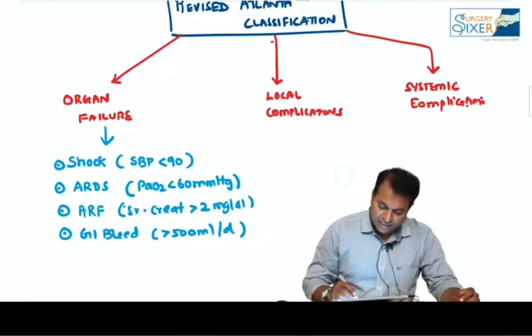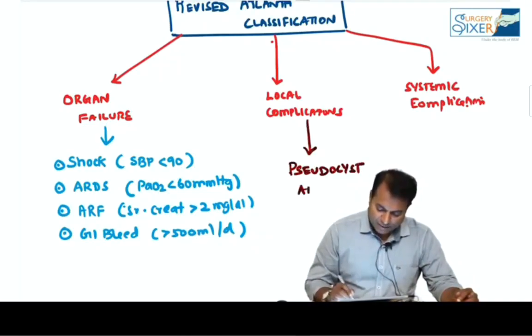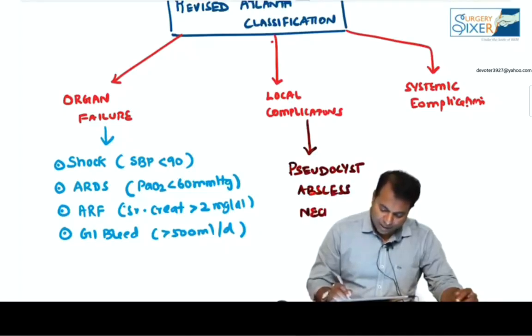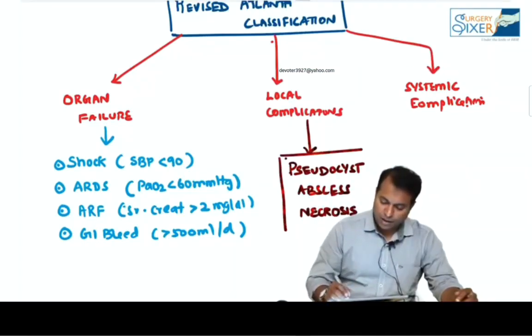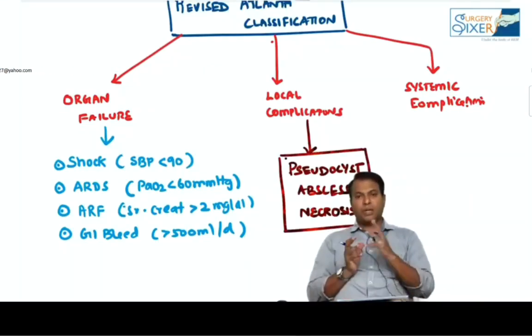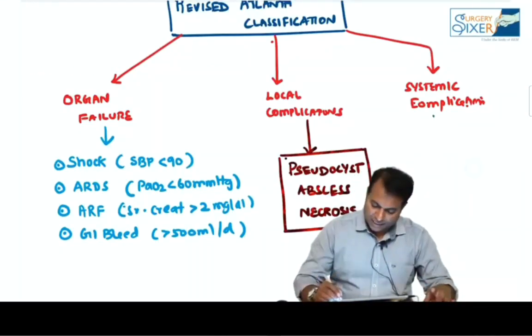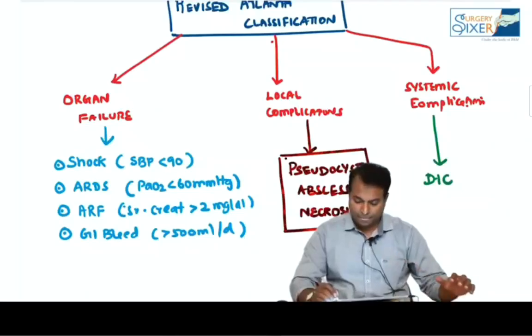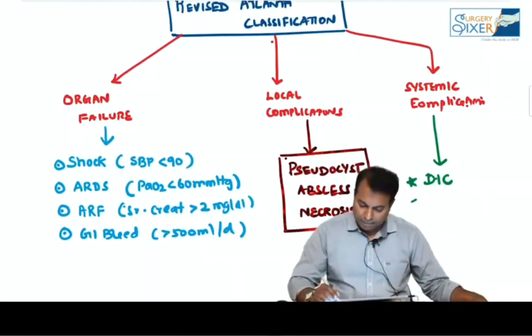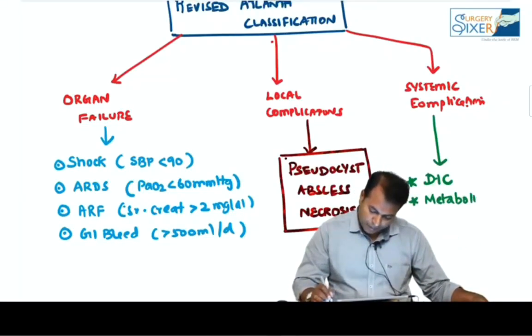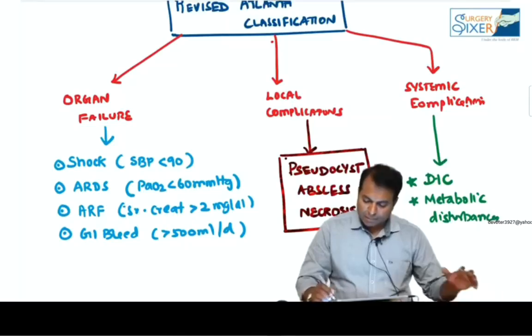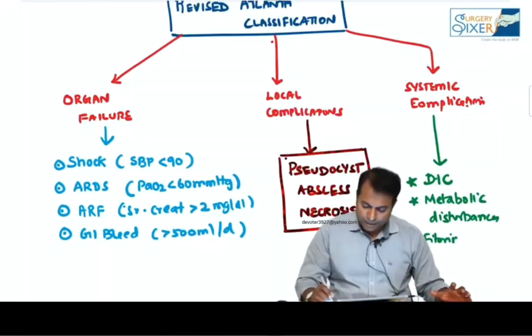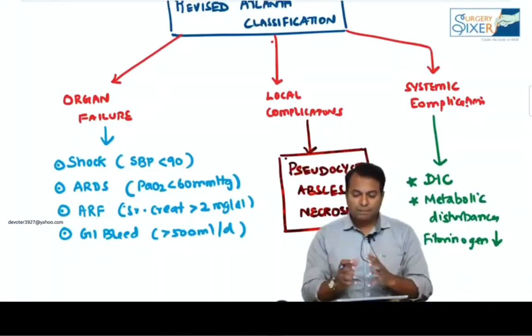And what are the local complications that come under the Atlanta classification? They are pseudocyst, abscess. We'll be discussing complications later. Just remember the names. Pseudocyst, abscess, and necrosis come under local complications. Please don't forget. And what are the systemic complications? The systemic complications, though not that important. Just remember DIC. DIC is one of the systemic complications we will look for. And metabolic disturbances like metabolic acidosis, all those things. And fibrinogen level is decreasing. So these are some things you will look for in systemic complications.